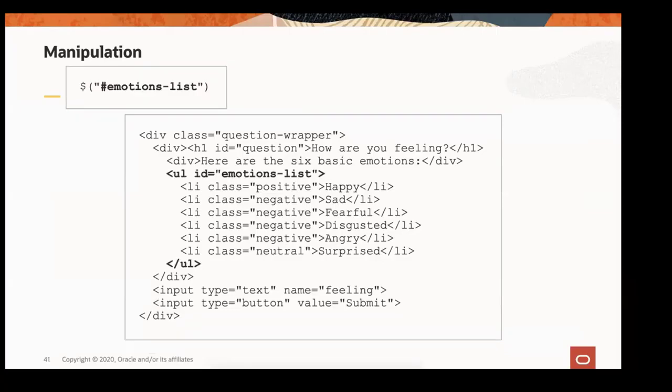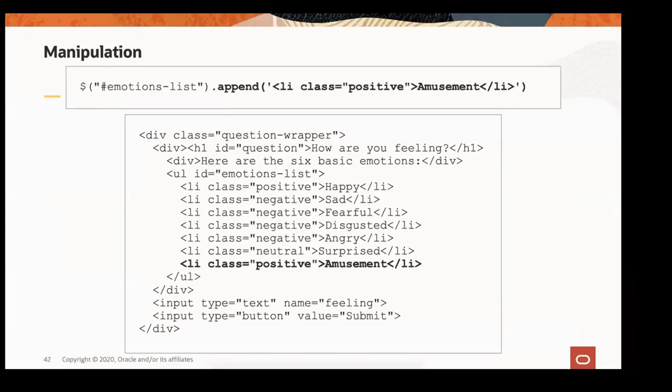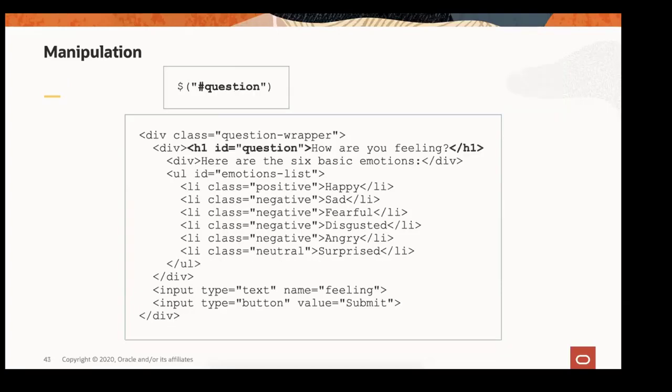In this case, I'm starting with the emotions list, the unordered list on the page. And then I'm using append to add another list item at the bottom. I believe amusement is something Paul Ekman added when he revised his list a few years after the initial one.